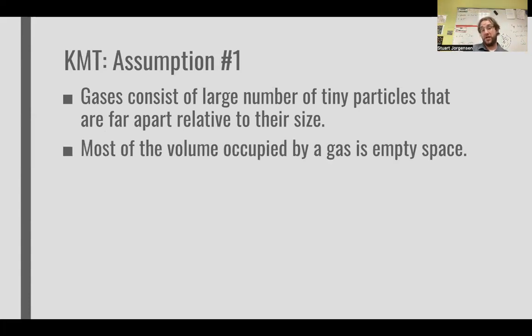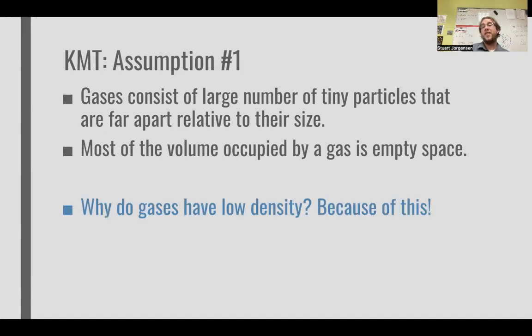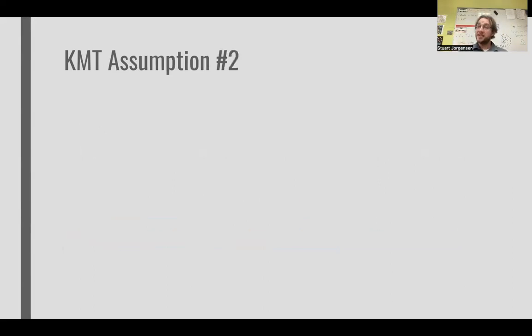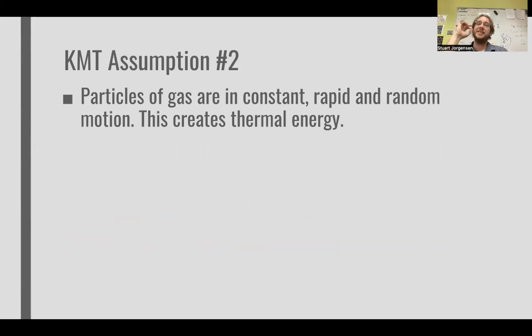And so this explains why we have mostly empty space between our particles, because they're far apart relative to their size. This explains why we have a low density. Big space, small number of particles, low density. And as a result, we can compress them. Because there's open space, we can squeeze those particles closer together. They have high compressibility.